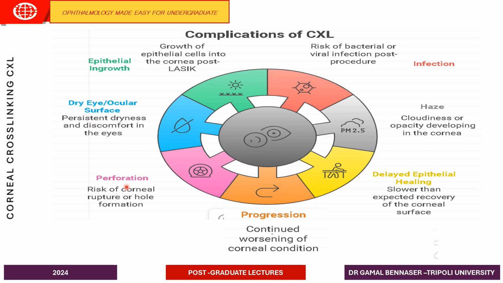So all these are the reported complications of corneal cross-linking. We will speak in detail about corneal haze, as this is an important complication. Also, we will speak later about the failure of cross-linking.